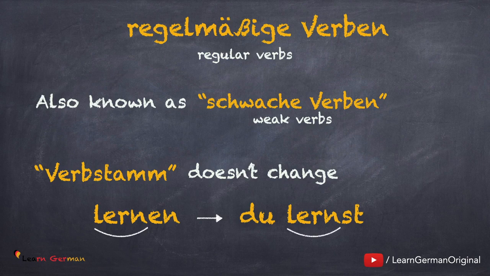When we conjugate this verb, we keep the Verbstamm and just add the ending according to the subject. That is, in this case, du is the subject. The conjugated verb will be lernst. This is because with the pronoun du, the verb ending should always be st. Hence we have the Verbstamm lern plus the ending st. Du lernst.